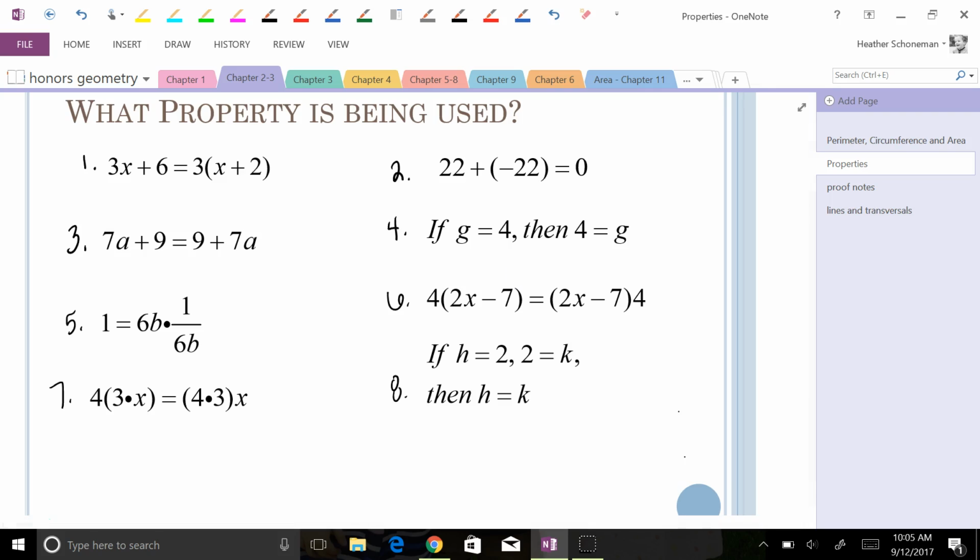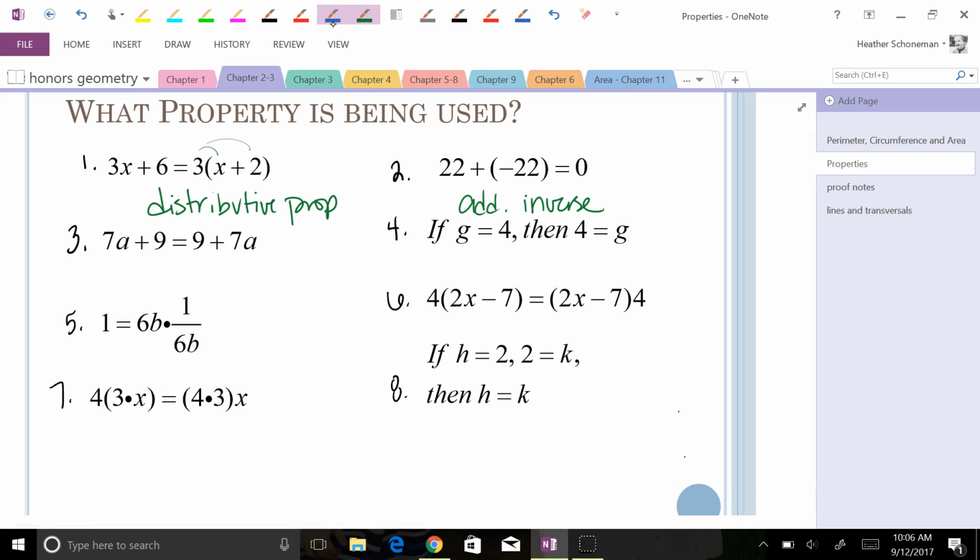So if we look at number 1, most people can see that on the right they've taken that and distributed it and get the left. So this is the distributive property. Okay. Number 2, they've added the opposite and got 0. When you add the opposite and get 0, that is the additive inverse.